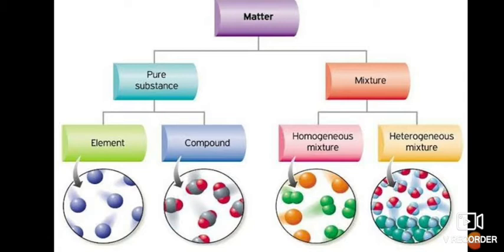Now, pure substances can be classified into two categories: elements and compounds. What do you mean by an element? An element consists of only one type of particles which may be atoms or molecules. For example, sodium, copper, silver, etc. What do you mean by compounds? When two or more atoms of different elements combine, the molecule of a compound is obtained. For example, water, ammonia, carbon dioxide.